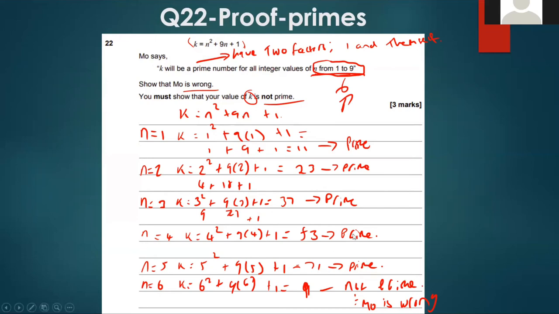It says you must show the value of k is not prime. When you get k is 91, that is not a prime number because it is divisible by 1, 7, 13, and 91. That means Mo is wrong.